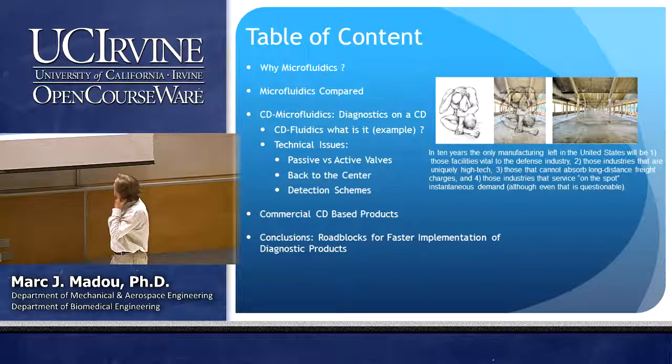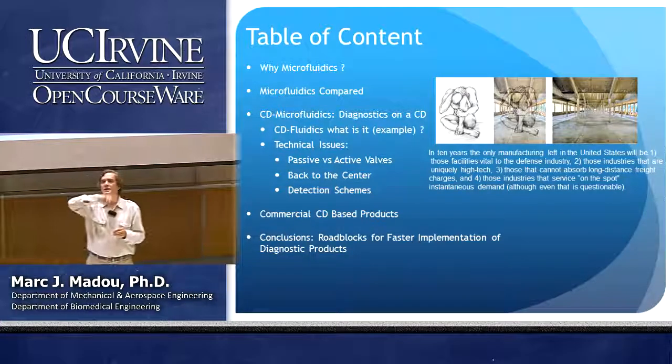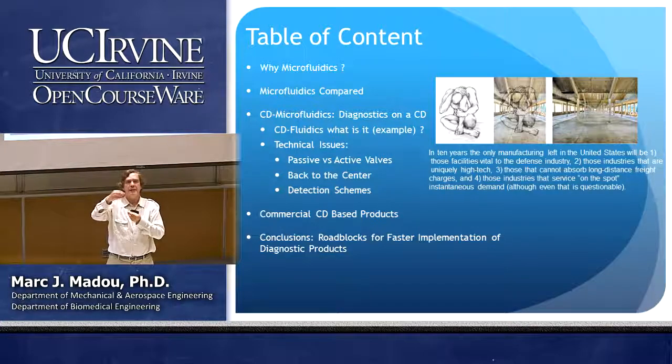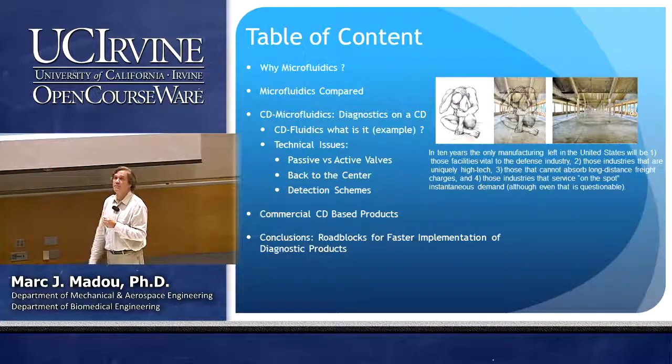So I will tell you what it is with examples, and tell you about 3 technical issues that we are still struggling with. That is the use of passive versus active valves on a CD. How to bring liquids back to the center. You can kind of imagine if you spin a disc, liquid will go to the outside, right? So we need to come up with tricks to bring it back to the middle. And there are quite a few ways actually on how to do that. And then the detection schemes.